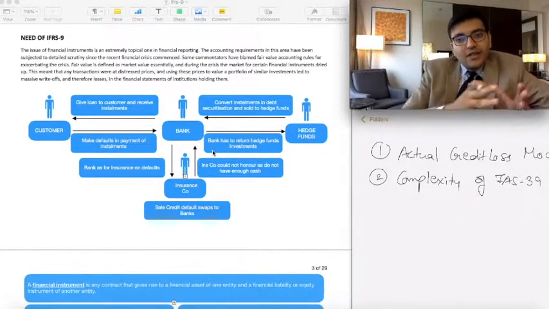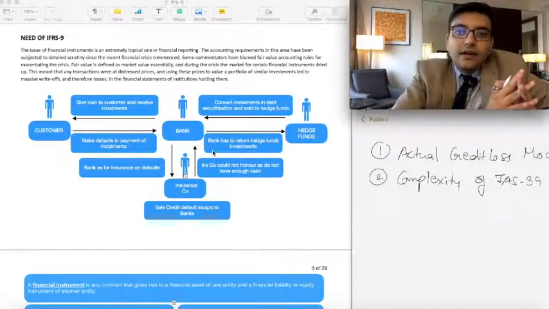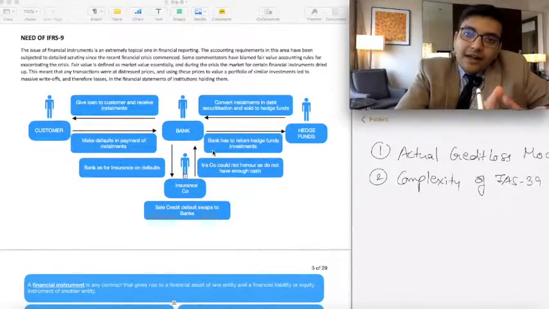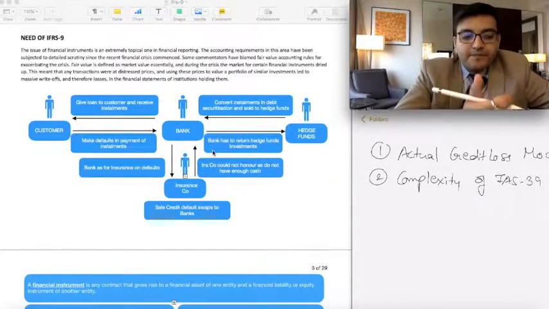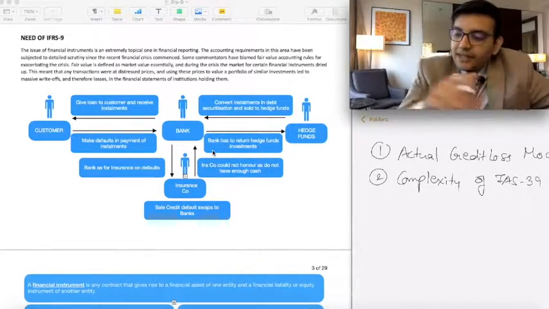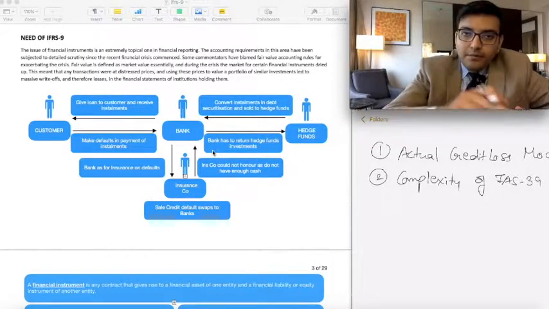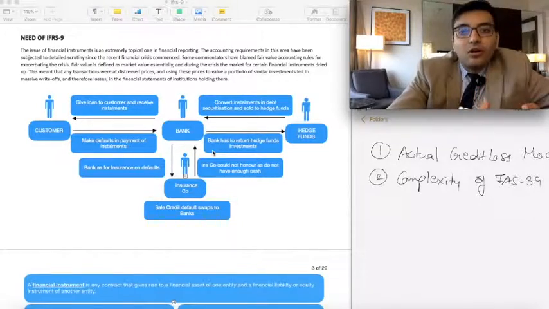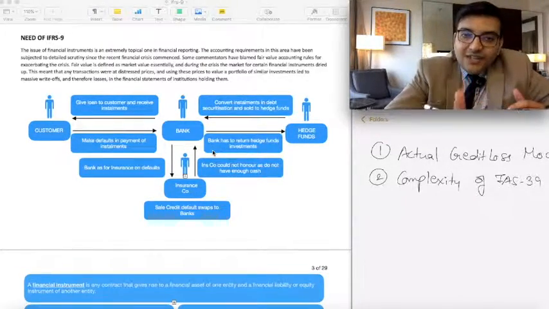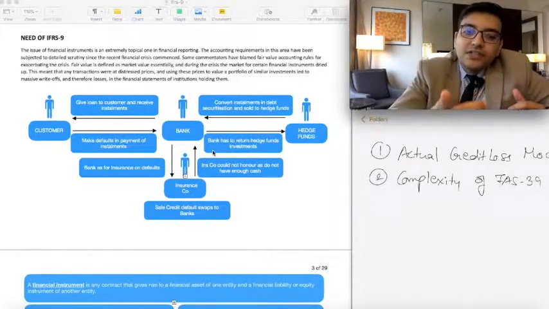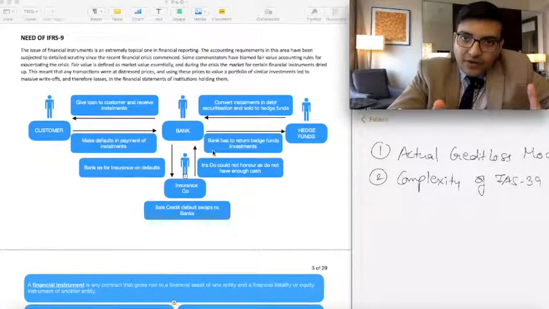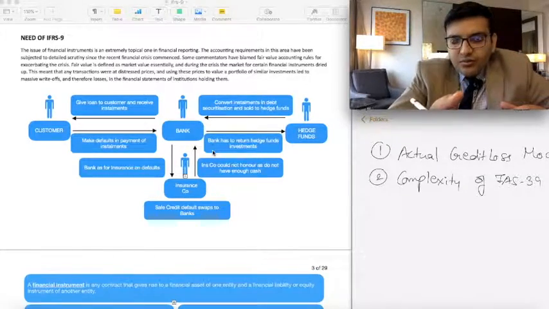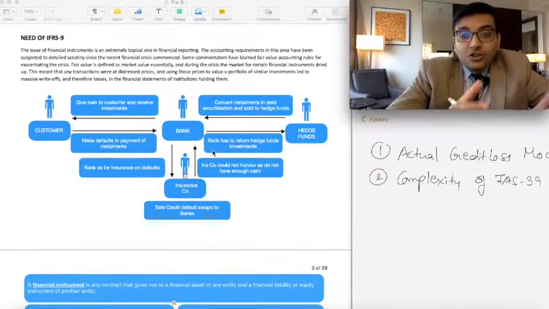Because in IAS 39, whenever there is a default, then only IAS 39 allows it to be booked as a bad debt provision. But now IFRS 9 works on the expected credit loss model. It says that whenever there is a loan given to a customer, there is an expected bad debt provision based on the nature of such loans.